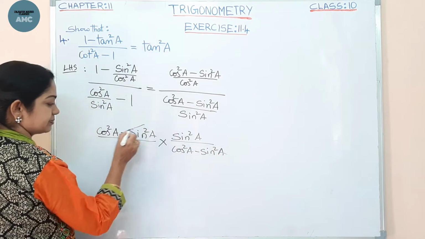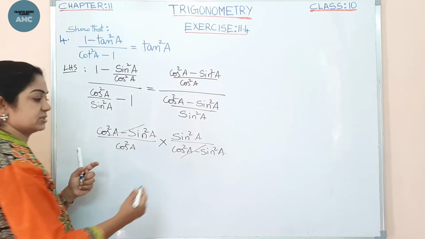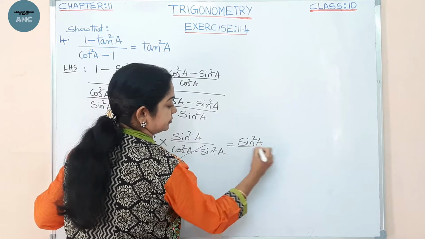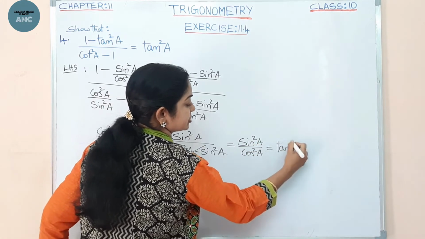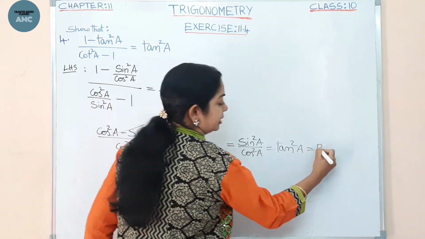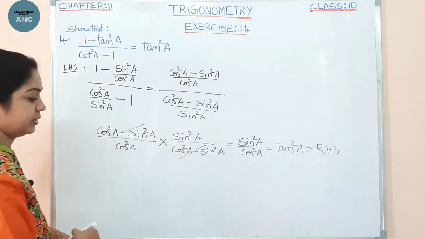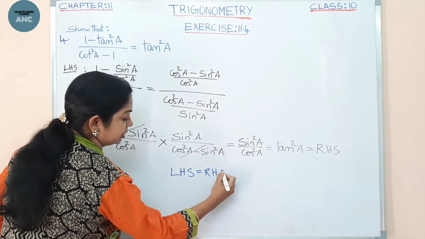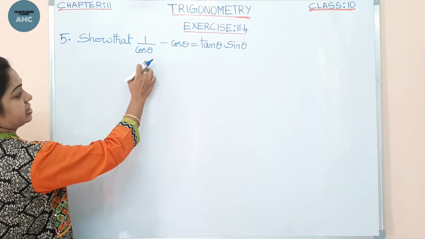So clearly this part is similar, so I can cancel it. Sine square A by cos square A is nothing but tan square A. So that is the RHS, tan square A. So LHS is equal to RHS. Quickly pause the video or take a screenshot. See, all the problems are show it and prove it likewise. The LHS part we will take.